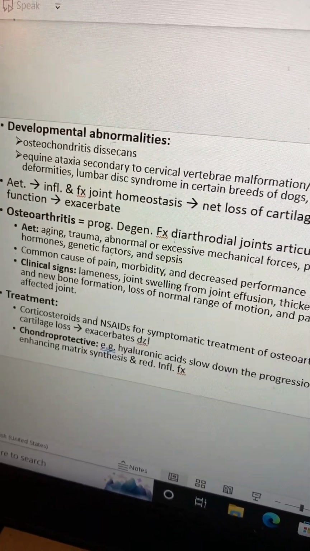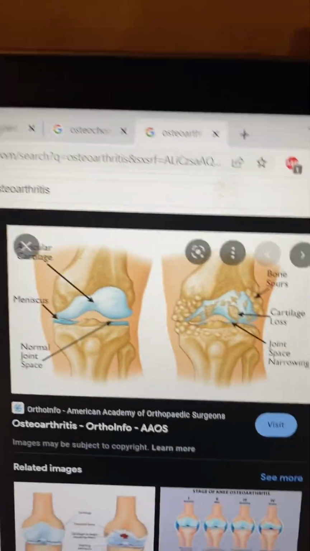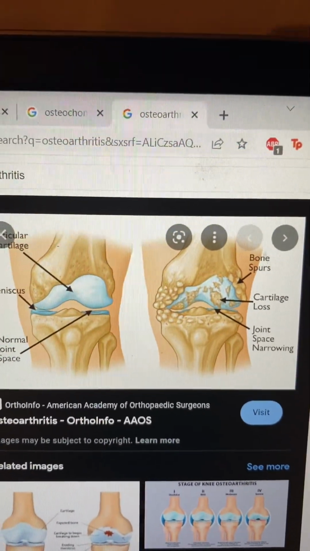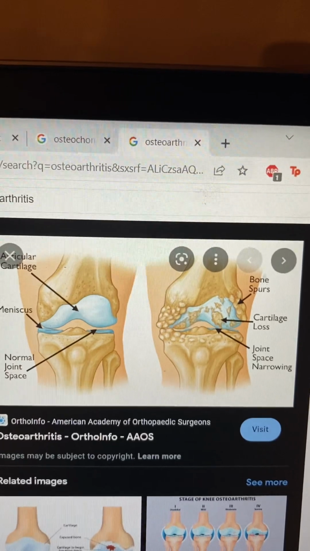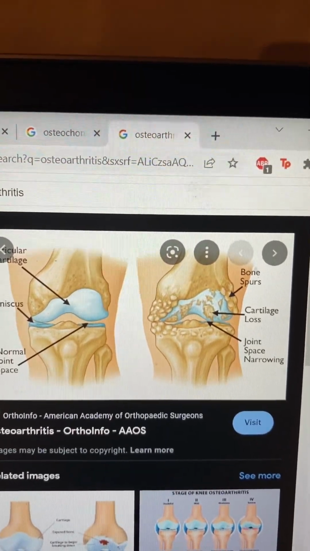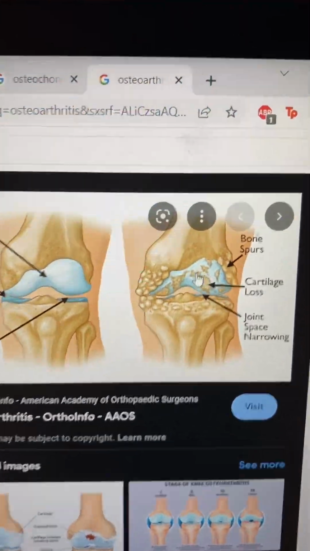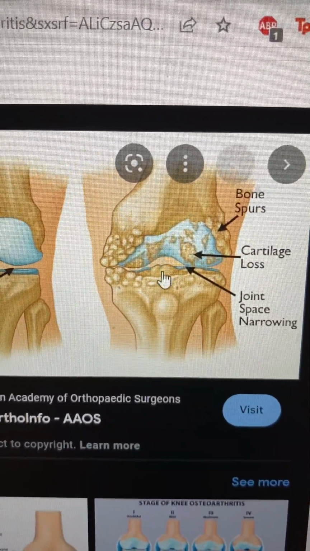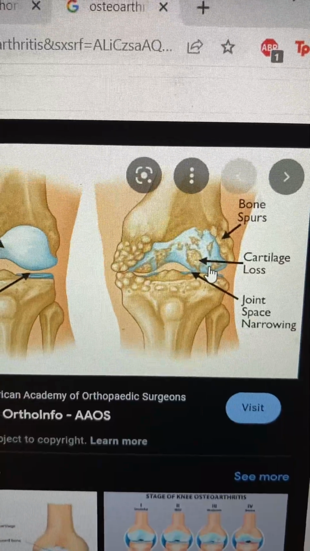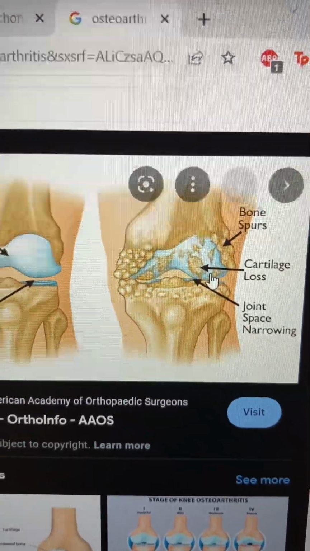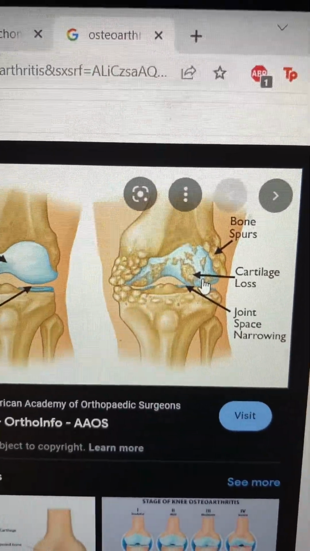There's also osteoarthritis. I've got a very nice picture here. Well, I say nice, it's not nice. Osteoarthritis is a progressive degenerative disorder that affects diarthrodial joints, particularly their articular cartilage. You can see it's like worn away. Obviously it occurs because of aging, we all know this, but also trauma, abnormal or excessive mechanical forces.